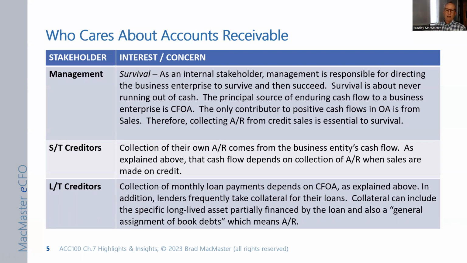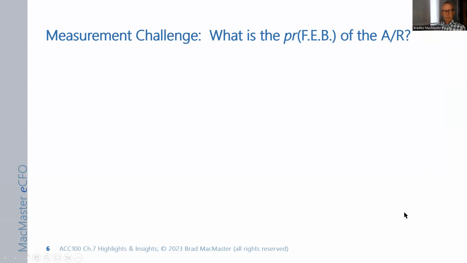creditors are looking for, sometimes long-term lenders actually ask the business entity to pledge the accounts receivable as collateral for their loans. So that's why the lenders, the long-term creditors, are always interested in the net realizable value of the accounts receivable, because they want to see how valuable their collateral is in case they need to call upon it for loan repayments.